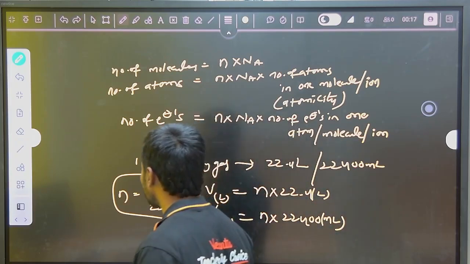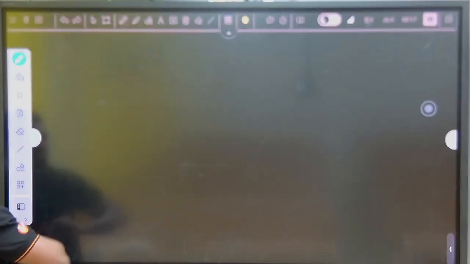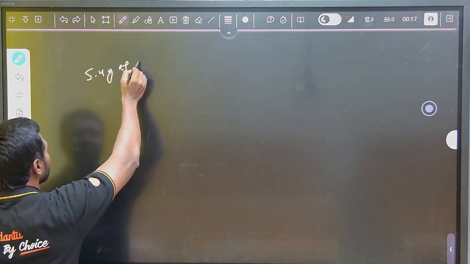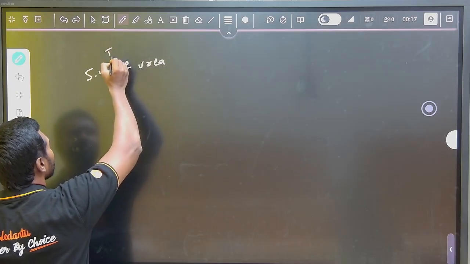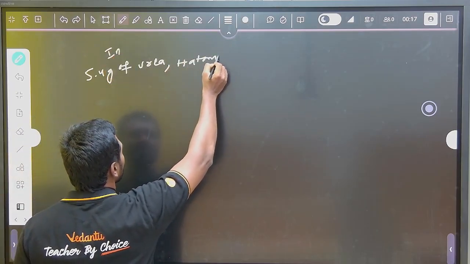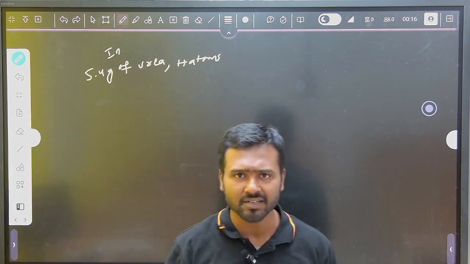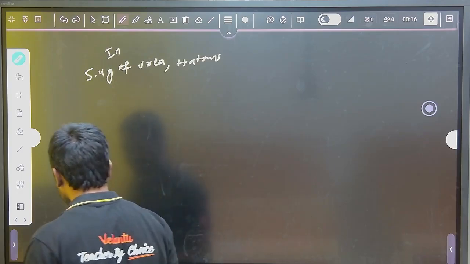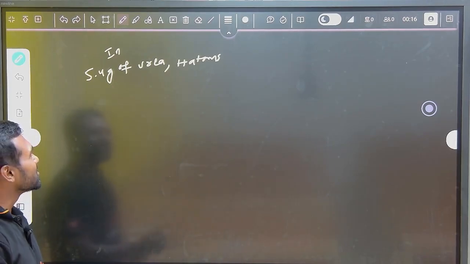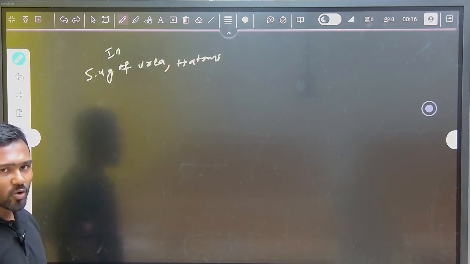The question they gave in 2026, the leaked one, the cancelled one, is: 5.4 grams of urea. In 5.4 grams of urea, how many hydrogen atoms are present? Simple question. So in 2026 only, this was the leaked one.